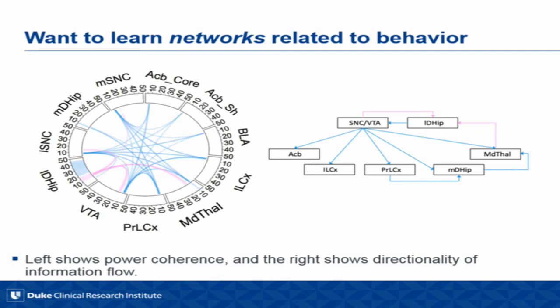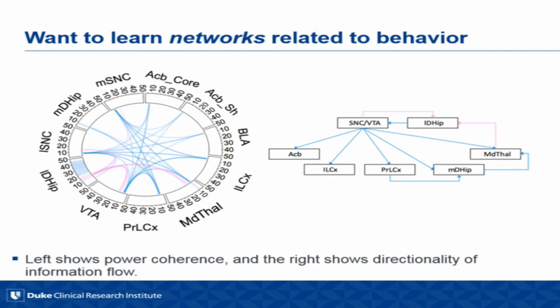And so what we're showing here is a complete, multi-region brain network that we've actually found. This was from a stress paradigm in mice, and so this is actually related to your stress outcome. What we're showing on the left is going to be related to that power coherence. The left is going to tell us which brain regions are communicating, and the right is going to tell us how we think information is flowing.